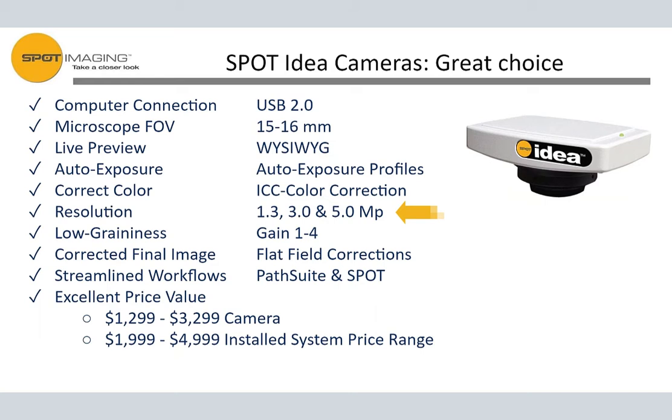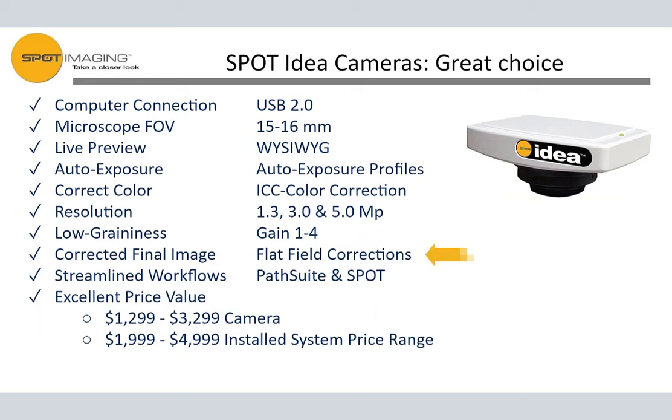Resolution. On these cameras, we have the 1.3, 3, and 5 megapixel. So we have a choice from getting something that's just an entry level to something that day in and day out can do the work you need to do. Low graininess. Basically, this camera works quite well, and its gain levels are 1, 2, and 4. Once you get past 4, it starts getting grainy. So it's not a camera designed for doing low light or fluorescence work.